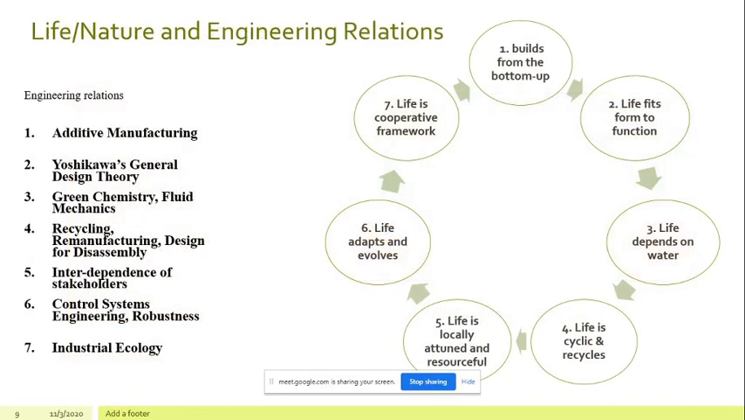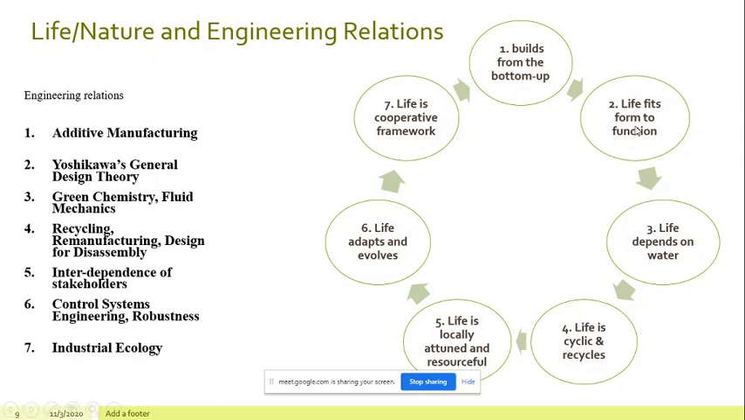Now let's understand the principles of life and their engineering relationship, and in which areas we can develop nature-like characteristics in engineering disciplines. First, life develops from the bottom up. It refers to life's ability to assemble materials and structures from individual fundamental building blocks, like life beginning from unicellular to multicellular organisms. The related engineering field is additive manufacturing, that is, building everything from a small level and then developing it into a complex level. The best example of additive manufacturing is 3D printing.